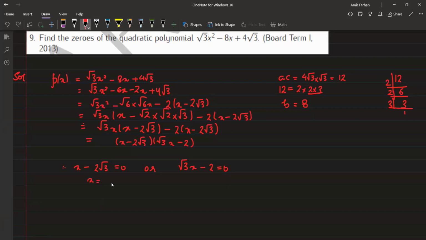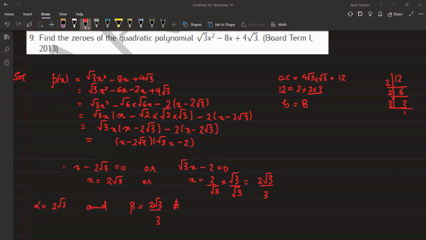So x is coming out to be 2 root 3, or x is coming out to be 2 divided by root 3, as it goes to the right side and becomes positive. Multiplying by root 3 and root 3 to rationalize the denominator, you will get 2 root 3 divided by 3. Suppose alpha is 2 root 3, and beta is 2 root 3 by 3. Got it? Yes or no?